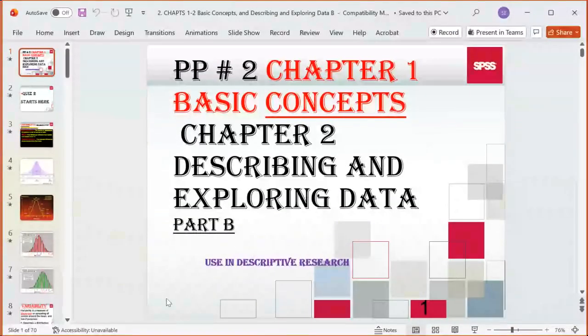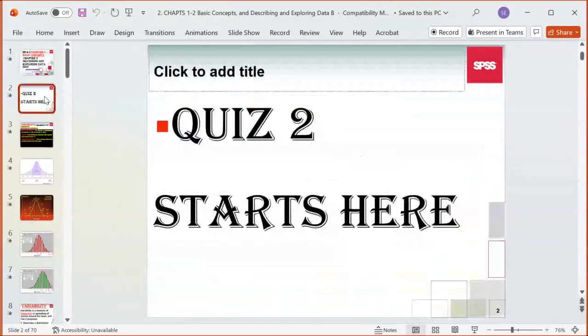So last week we talked about chapter 1, the basic concepts, and now we're going over chapter 2, which is describing and exploring data, part B. So chapter 1 and 2 are together. Last week we did part A, now part B today. Your quiz 2 starts with this presentation. So when we finish, you're ready to take your quiz 2 and do your second SPSS assignments.